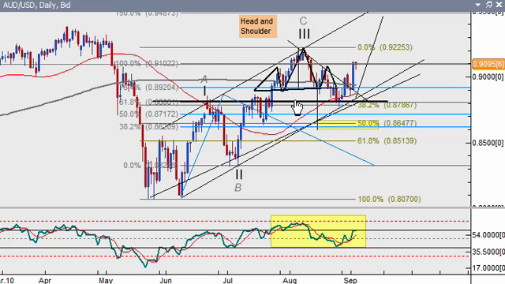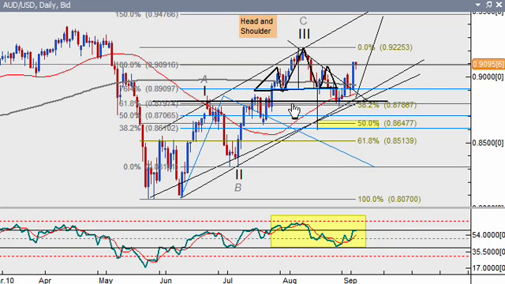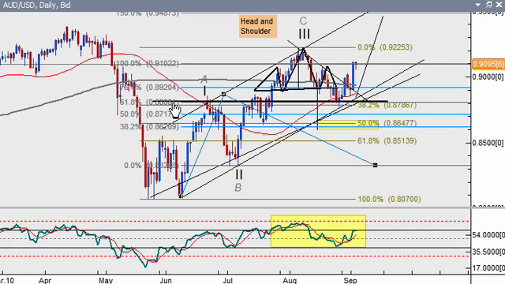So if the market's ranging, then we have the low here at around 0.88, and our high here around 0.9225. So that may be the new range.